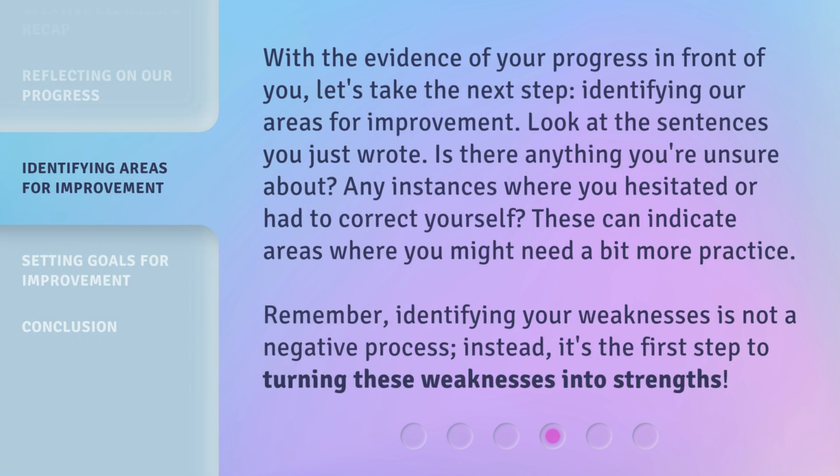With the evidence of your progress in front of you, let's take the next step, identifying our areas for improvement. Look at the sentences you just wrote. Is there anything you're unsure about? Any instances where you hesitated or had to correct yourself? These can indicate areas where you might need a bit more practice.